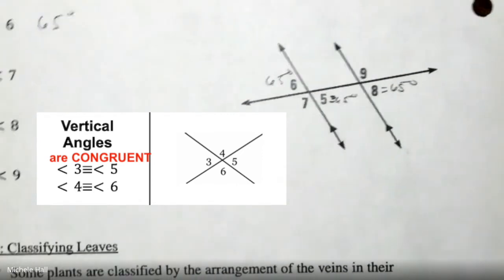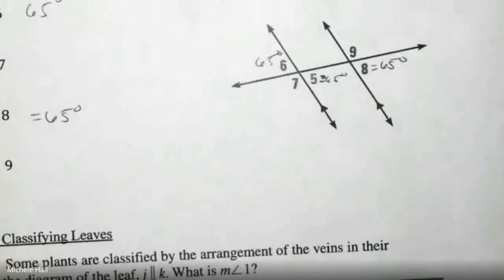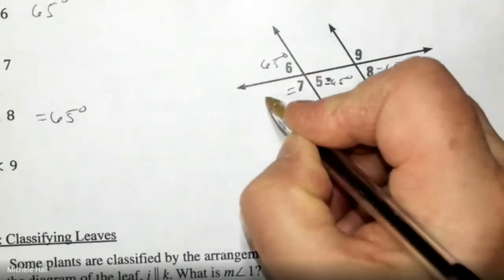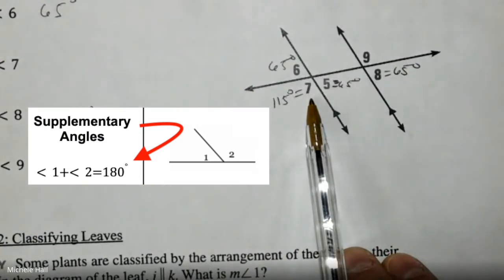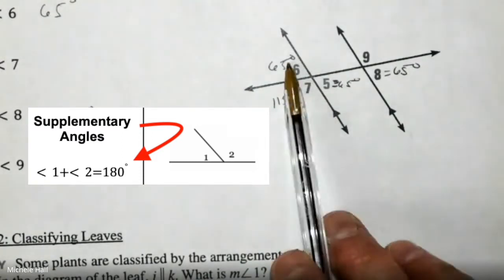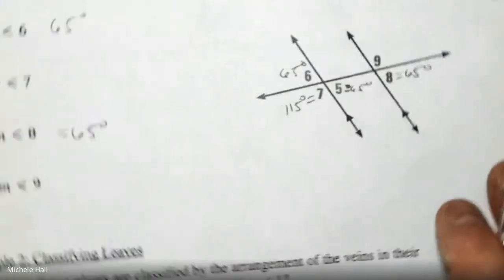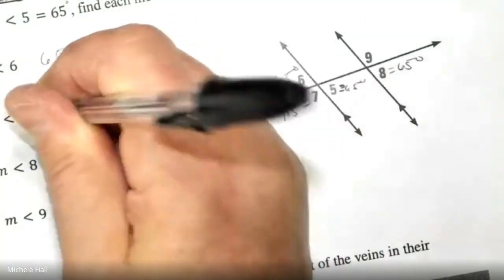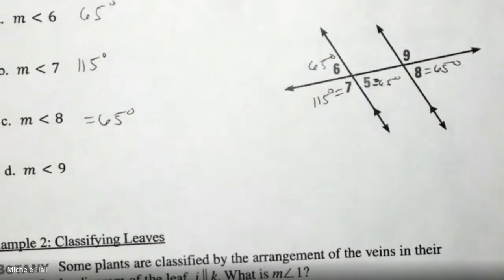Okay, Annabelle, did you give me any yet? Tell me an angle on here, Annabelle. Why is 7 115? 2 is supplementary to 6. Yes, so they would add up to 180. Okay, so 7 is 115. Boston, last one's yours.